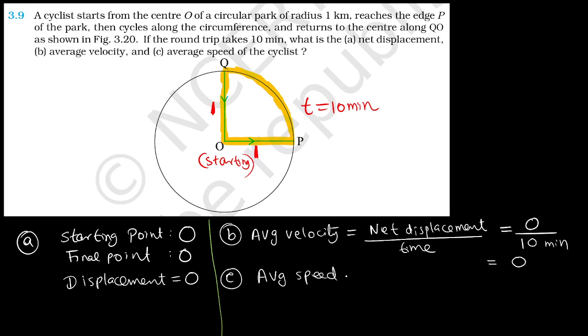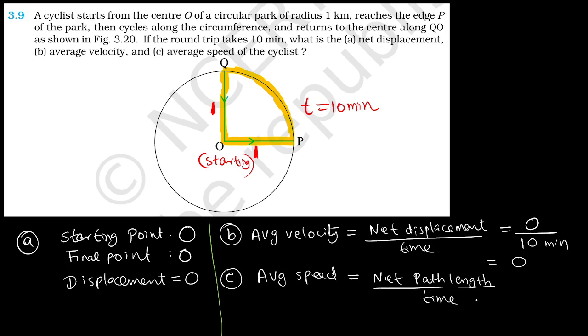What do you mean by speed? It is the net distance, not displacement. Net distance, or net path length. Let me write: distance is also said to be path length. So if I write path length, you will not have any confusion. Net path length divided by time.